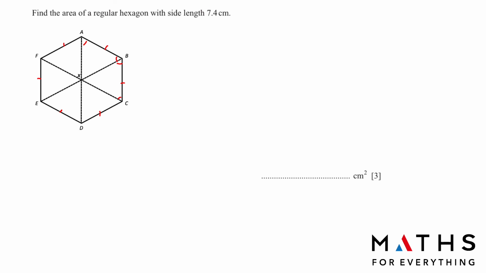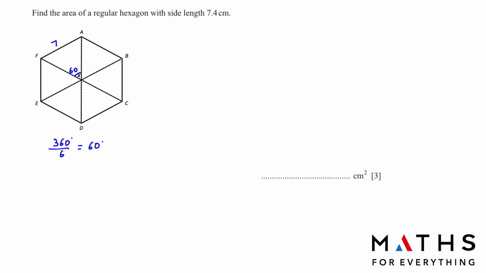Because it's regular, now to find the middle angle, the x, it's an angle at a point. Angle at a point is equal to 360 degrees. And how many angles do we have? 1, 2, 3, 4, 5, 6. So divide by 6. Each angle is 60 degrees. Let's say this x is 60 degrees.